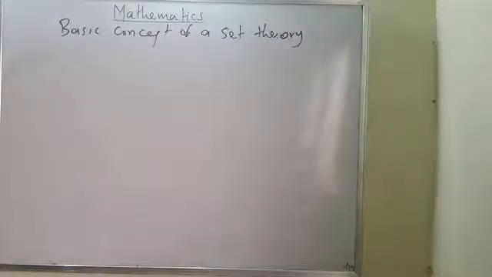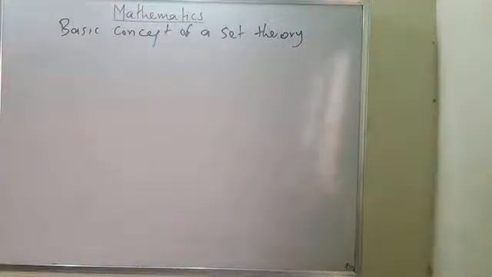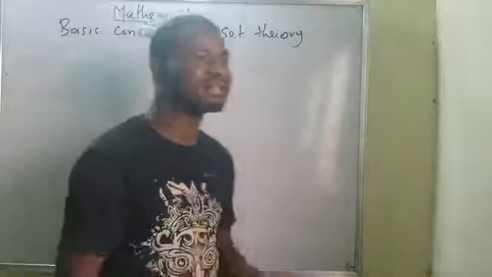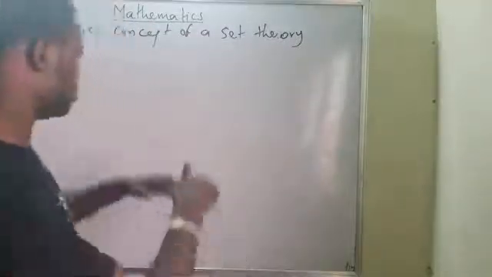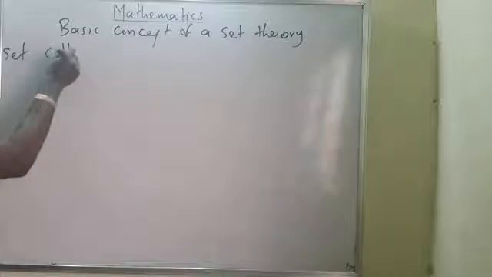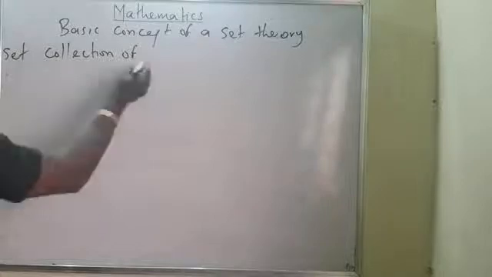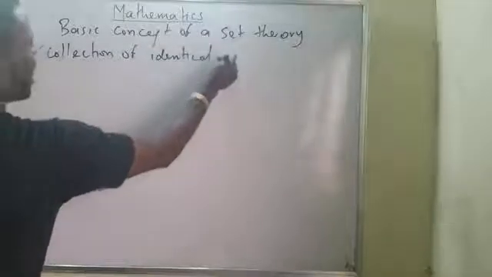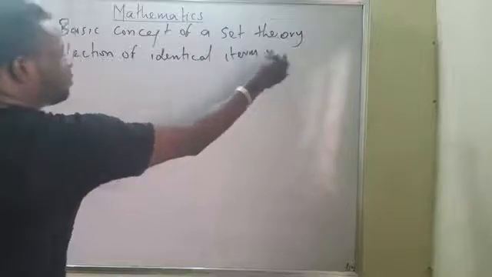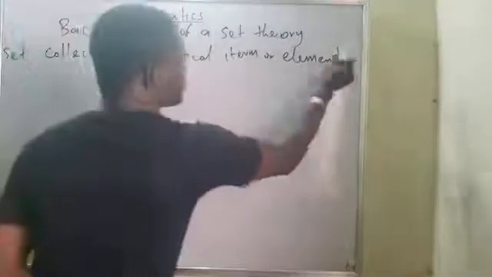Let me start with that, because this will take a lot of time, and by the end of this I will end the video also. The first thing you need to understand is that at this point of advanced mathematics, we'll be using set notation. What is a set? A set is a collection of identical items or elements.